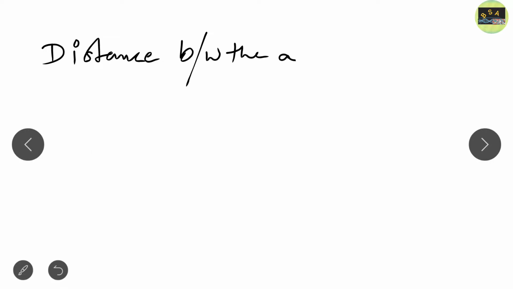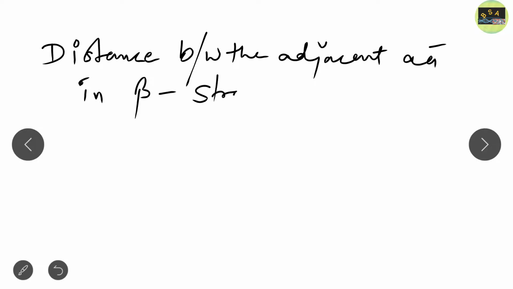Now another important thing is the distance between adjacent amino acids. The distance between adjacent amino acids along a beta strand is approximately 3.5 angstrom. Just note it down.